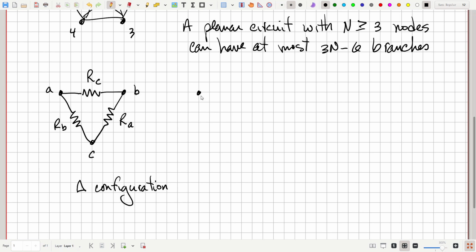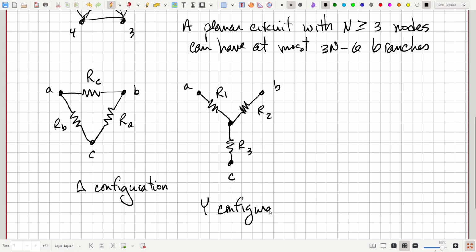And then those same 3 nodes, A, B, and C here, we can also connect with resistors as shown here. And we'll call this R1, R2, and R3. This is a Y configuration. It looks like the letter Y. And the delta Y transformation allows us to transform from one of these configurations to the other.